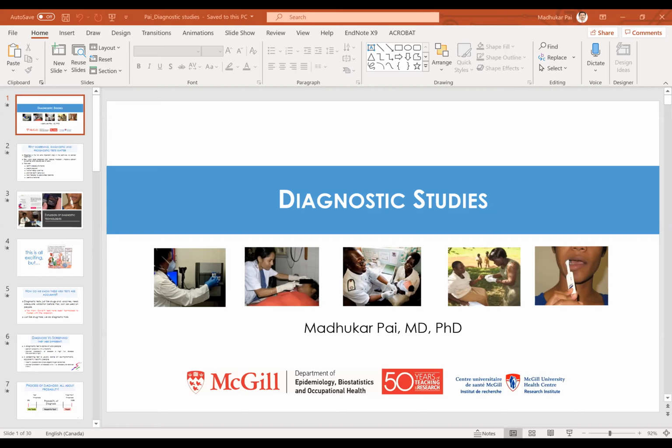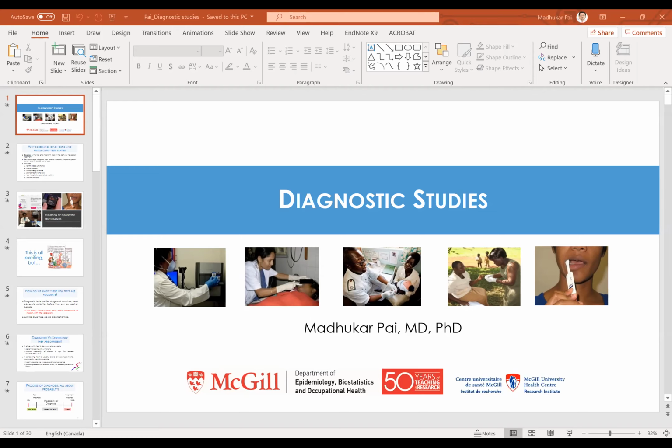Screening test is, you're not sick, you're not asking for help. The health system goes after you and says, please get screened for breast cancer if you are over the age of 50. Please screen for prostate cancer if you're a male beyond a certain age. Come to us and we will screen you, right? Or we will come to your home and we'll screen you. That's a public health exercise, and that is a screening situation.